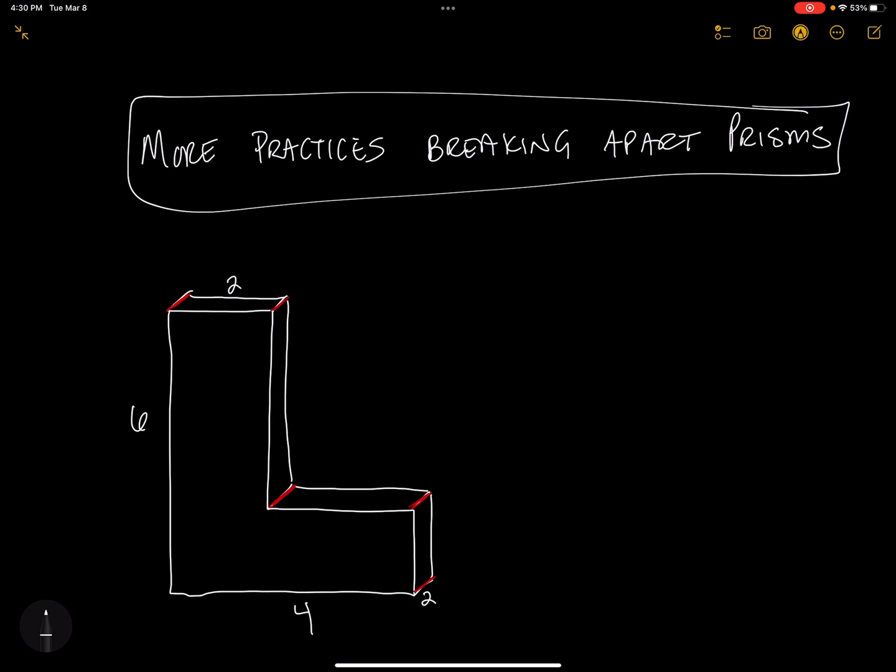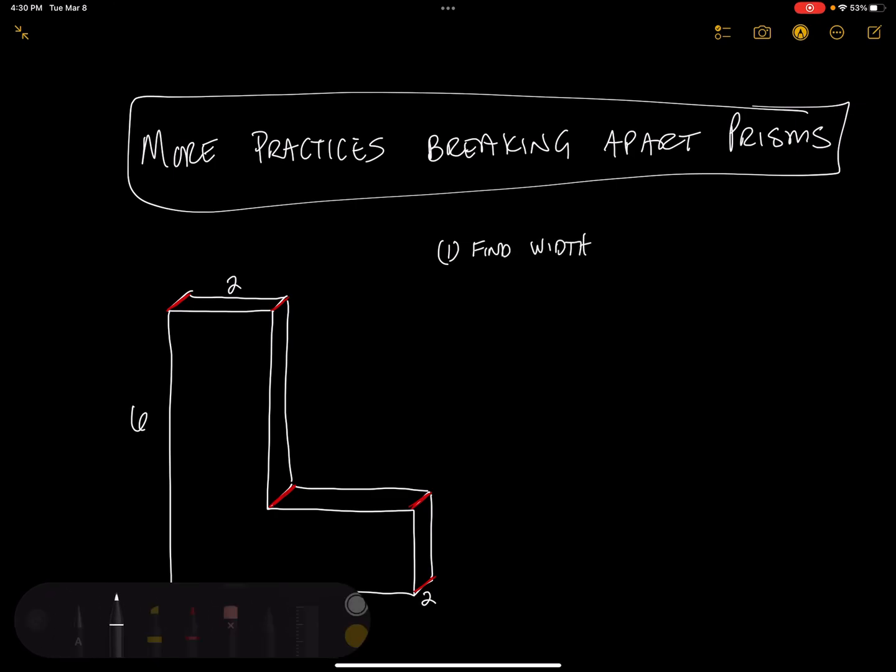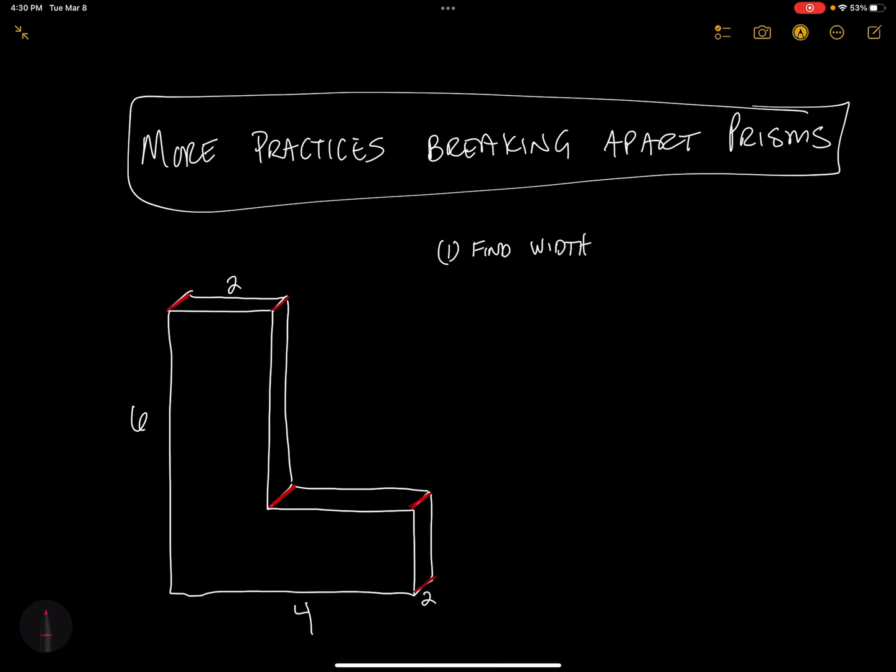Okay. So again, number 1, we need to find the width. We're going to find the diagonals, okay? I'm going to use red right here. So we found the diagonals. 1, 2, 3, 4, 5. Okay? And that's going to equal 2. This diagonal right here says this one's 2. So if we know 1 is 2, we know they are all 2.